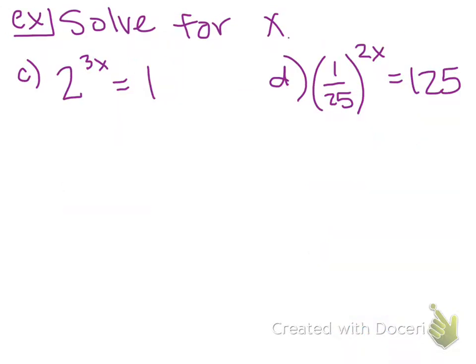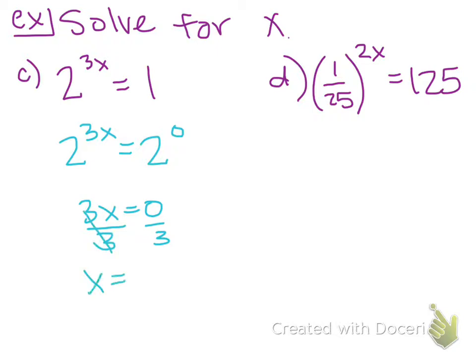Letter C is a special property. 1 is the same thing as saying any number raised to the 0 power. So I could technically rewrite this as 2 to the 0 power. 3x equals 0. Divide both sides by 3, and x equals 0. That will be true for anything. So if my base was like a 5 here, I could say 5 to the 0 power on the right-hand side.